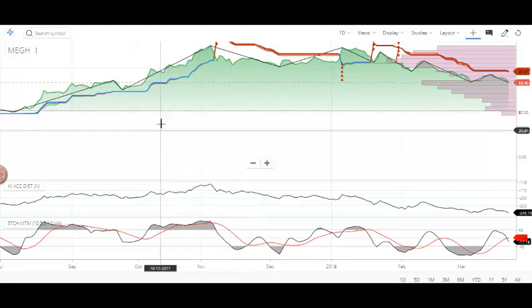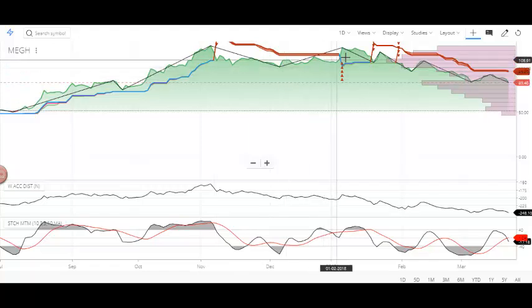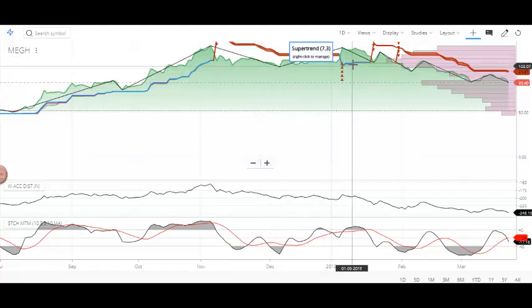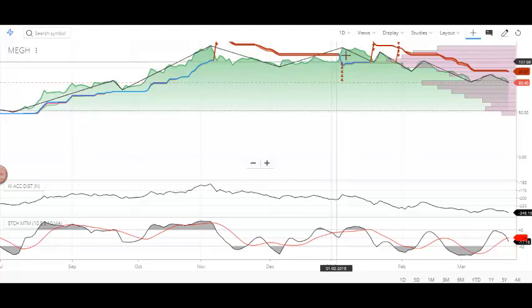MEGHMANI Organics had been seeing a consistent price rise in the last year. If you follow my cursor here, you can clearly see that up to this point, January 2018, it has been consistently making new highs. At one point of time it reached nearly 123, and today the stock is trading at 83 rupees. So we can see nearly a 50 rupees gap. It went down, and still it is going down.